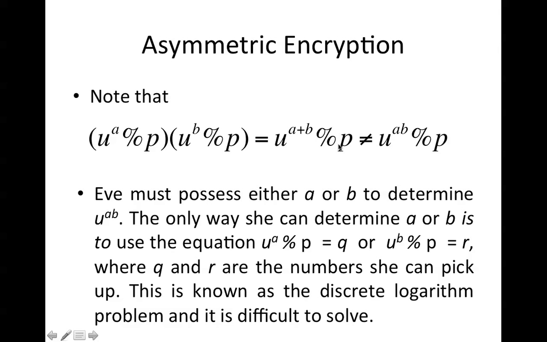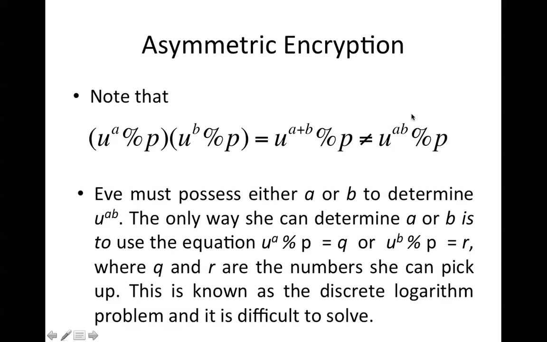Okay, and that, of course, is not the same as, for example, u raised to a plus b mod p. If that were to be the case, you would have Alice's public key and Bob's public key, and then you would simply multiply them to get this. In other words, you didn't need A or B to get at the shared key. Just multiply the public keys together. But this is not what we compute as the shared key.